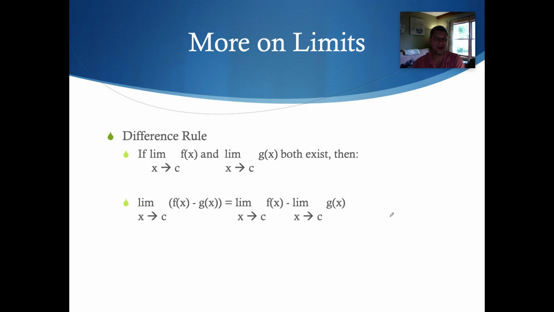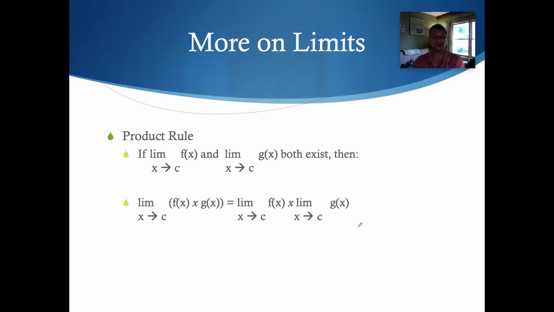The difference rule is almost exactly the same. All right, think about this. If the limit as x approaches c of f of x and the limit as x approaches c of g of x both exist, then the limit as x approaches c of the difference between f of x and g of x is equal to the difference between the limit of f of x and the limit of g of x. So what it says is that the limit of the difference between the two functions is equal to the difference between the limit of each of the two functions. Okay, the limit of the difference of the two functions is equal to the difference of the limit of each of the two functions.